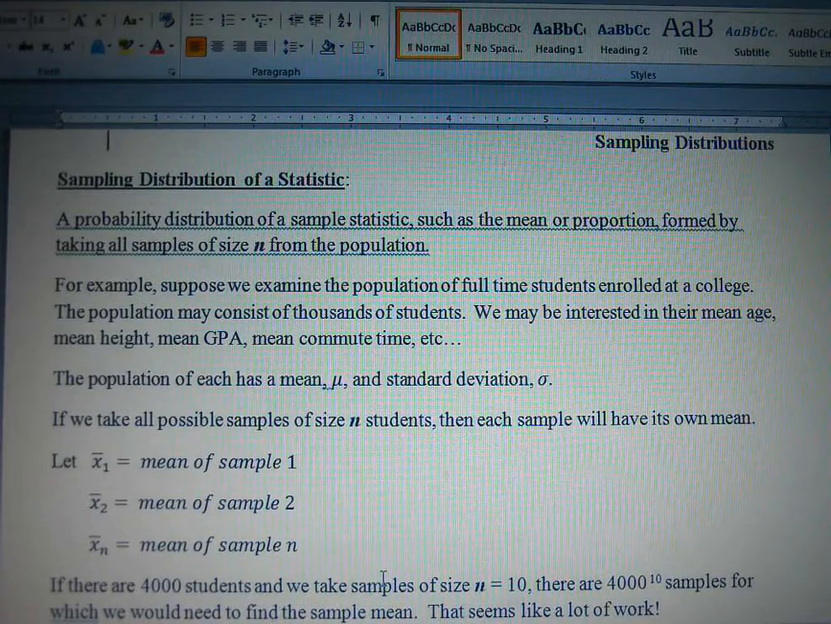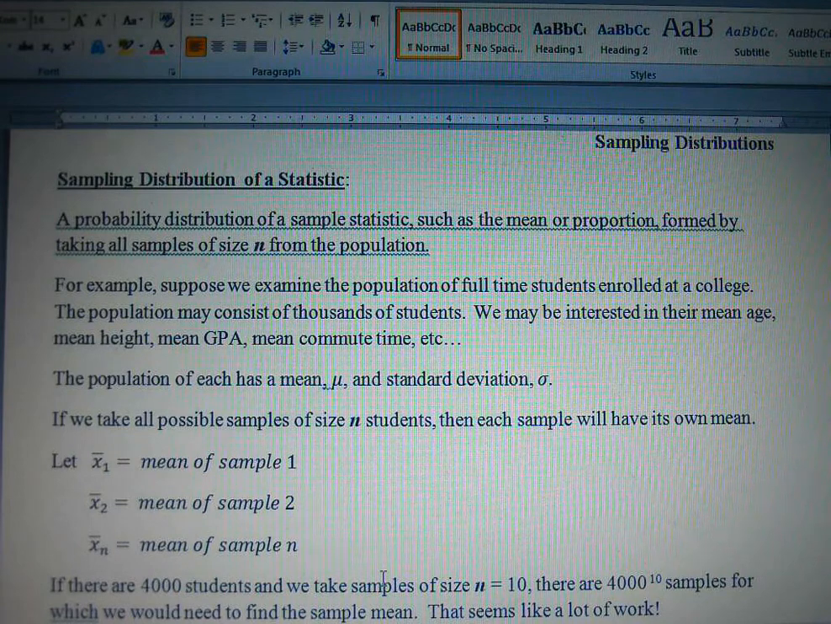A sampling distribution of a statistic is a probability distribution of a sample statistic, such as the mean or proportion, formed by taking all samples of size n from the population. So remember that a statistic is just a numerical measurement of a sample. So the sample mean, median, mode, standard deviation, those are all statistics.